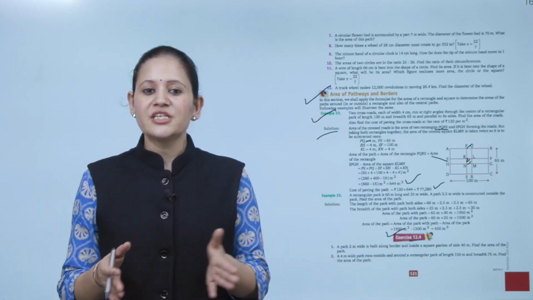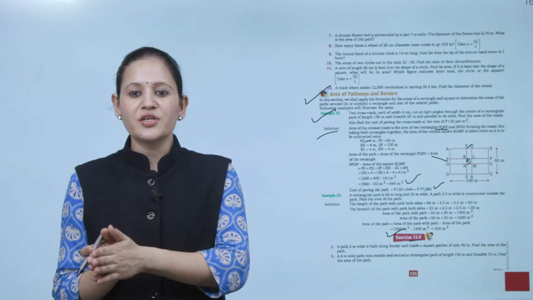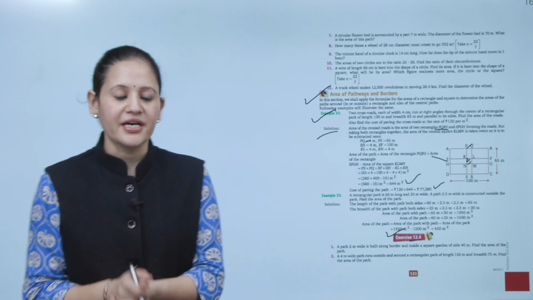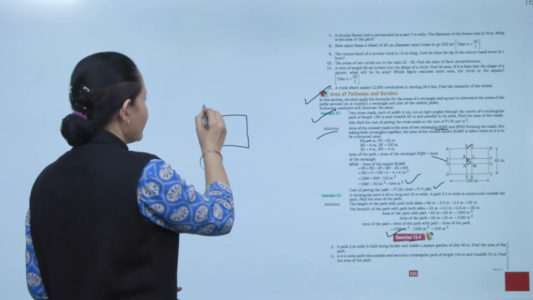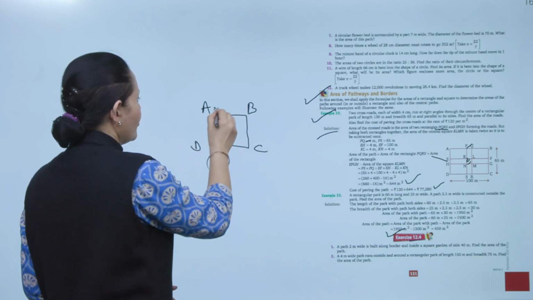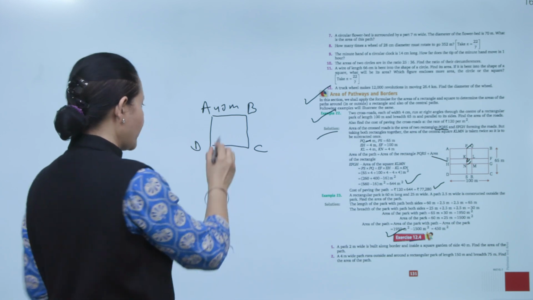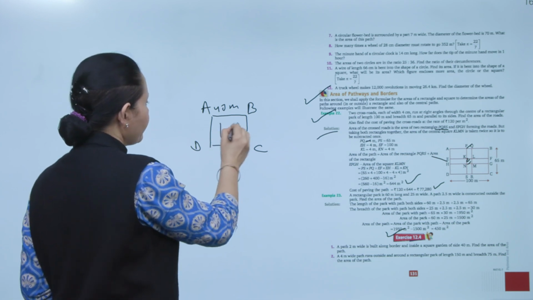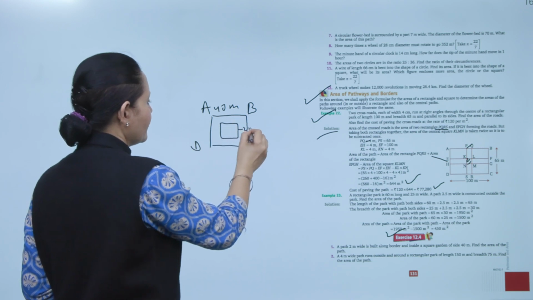Next is exercise 12.4. A path of 2 meter wide is built along the border inside the square garden of side 40 meter. Find the area of the path. So, here this is a square A, B, C and D, 40 meter. All sides will be 40. So, there is a path 2 meter wide.